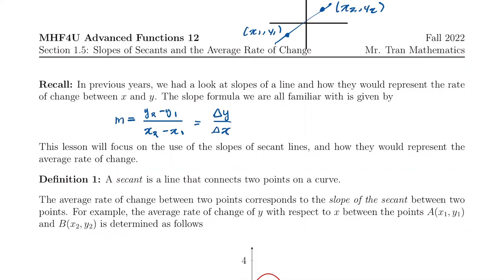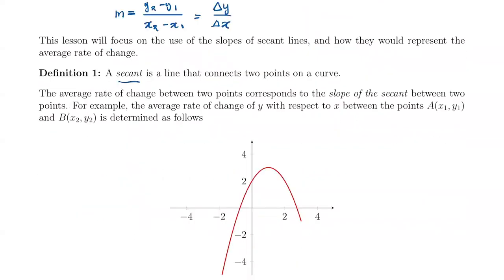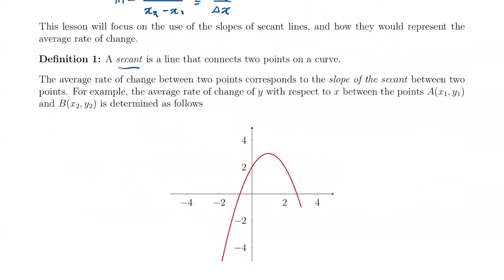For the first definition that we'll have a look at, a secant is a line that connects 2 points on a curve. Now we had to look at linear lines, and how slopes can be found from them. But how can we determine the slope from a curve that is not a linear line, and what would it represent? The average rate of change between 2 points corresponds to the slope of the secant between those 2 points.